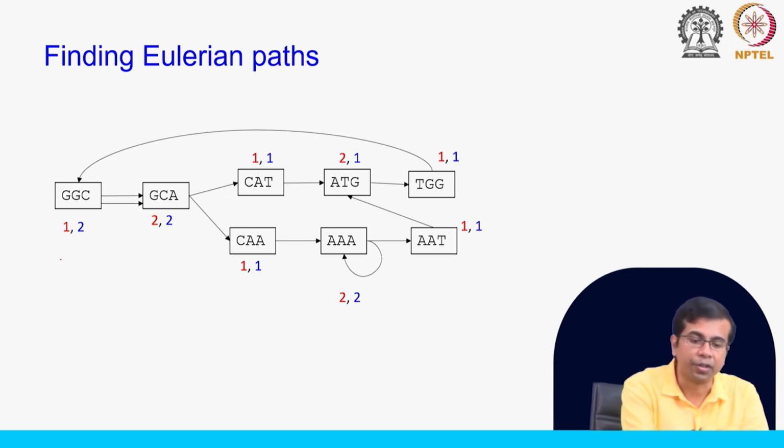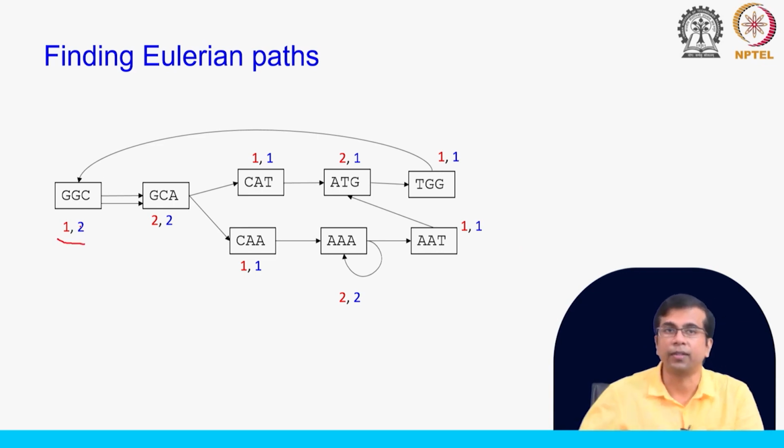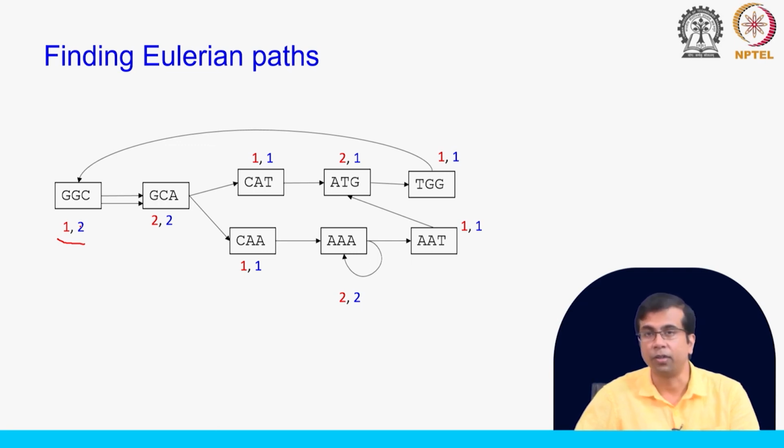In addition, I am showing these two numbers which we also introduced in the last class. The first number is the number of incoming edges, so this is the in degree for a node, and the second number in blue is the number of outgoing edges, or the out degree, for every node. We are using this convention to denote in degree and out degree. Now, why are we considering this in degree and out degree? Because this is important to decide whether there is an Eulerian path available in this graph.